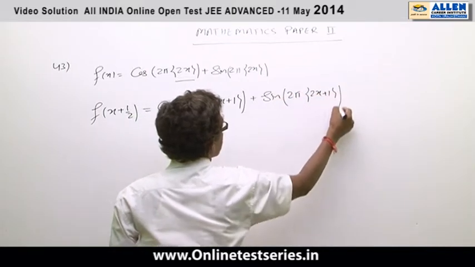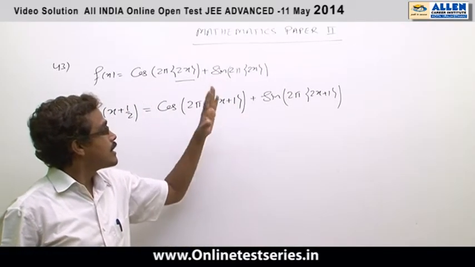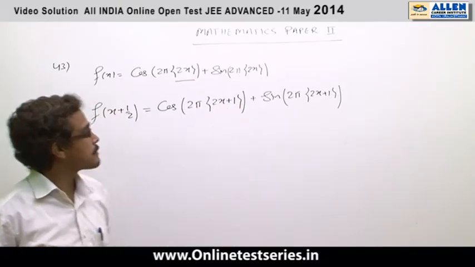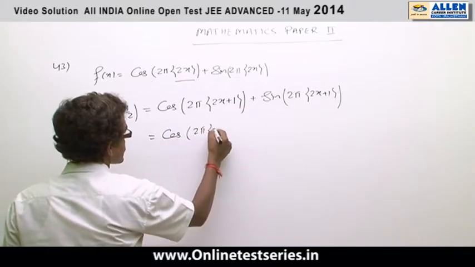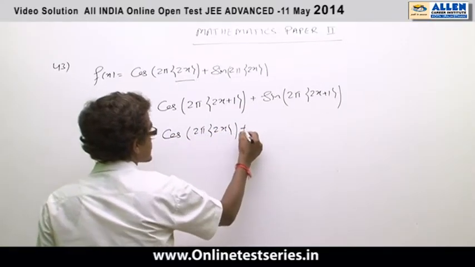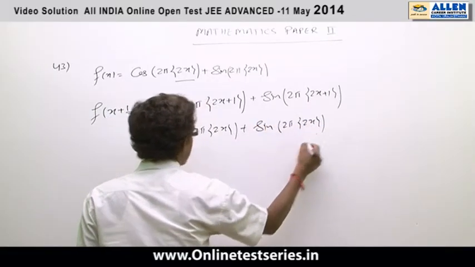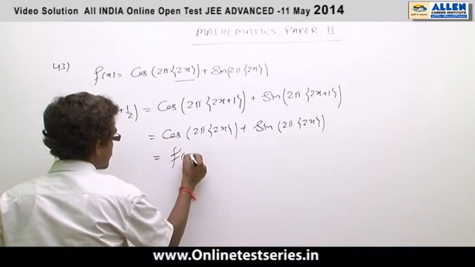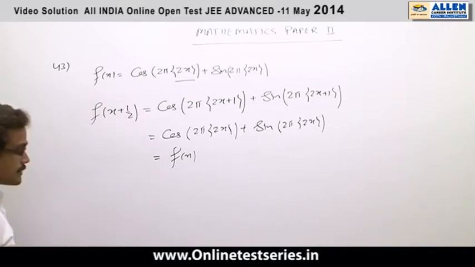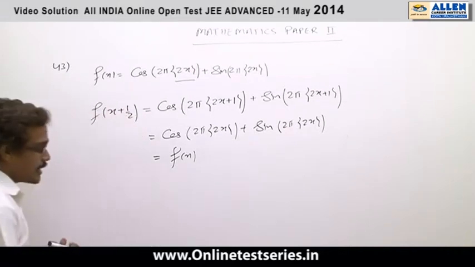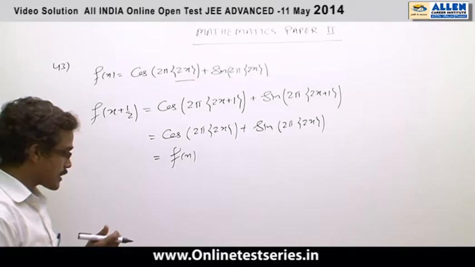plus 1. Now, because we know that fractional part of x plus an integer will also equal fractional part of x, this is also equal to cos of 2 pi fractional part of 2x plus sine of 2 pi fractional part of 2x, and this is equal to f(x). So f(x) is a periodic function with period half as well. So that's why option A is correct, and option B is wrong, because in option B the period is given as 1.